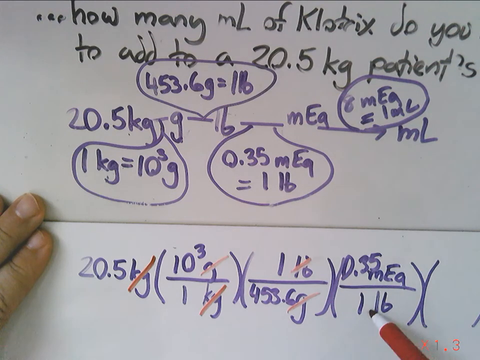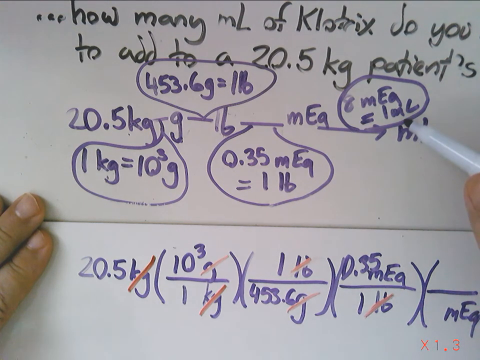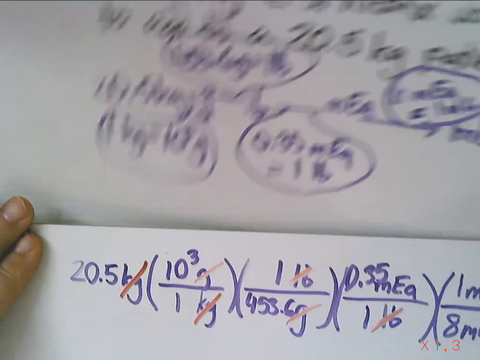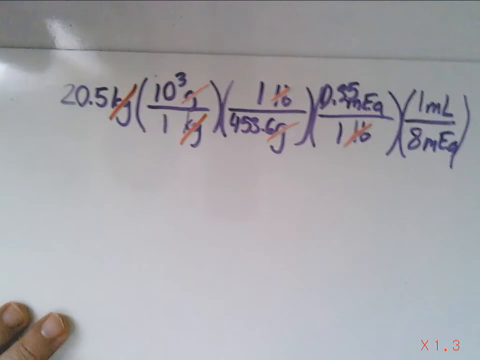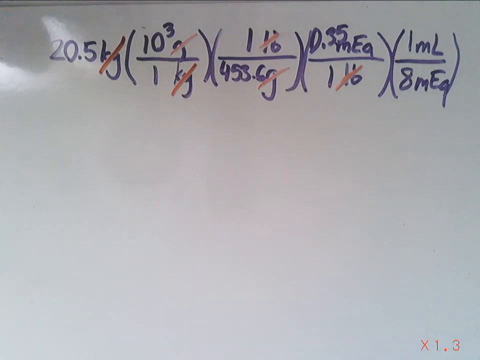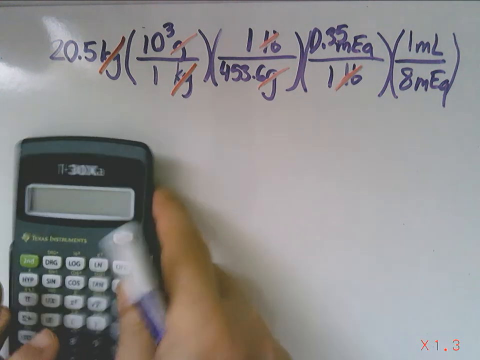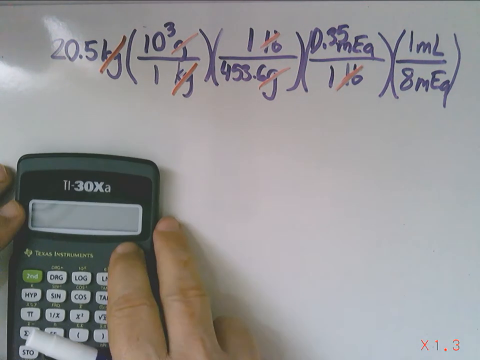I crossed out pounds. I've got milliequivalents, and now if I can get rid of that, I'll have milliliters. All I got to do is put the milliequivalents on the bottom. And I'm using this link here. There's 8 milliequivalents, so there's an 8 sitting next to it. And on the other side, there's 1 milliliter. And that's it. That should give me how many milliliters I need to put in this patient's orange juice to give them the proper dosage. Let's figure it out and see if the answer comes out to be something reasonable.